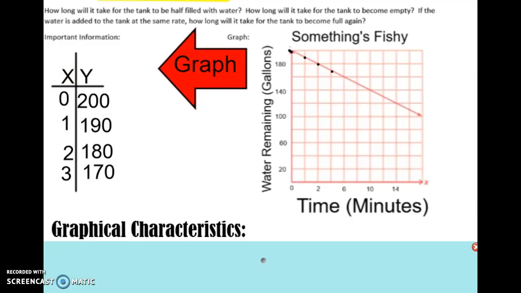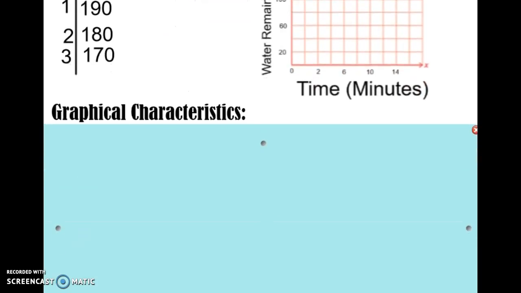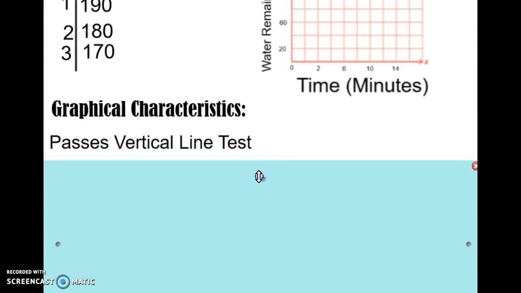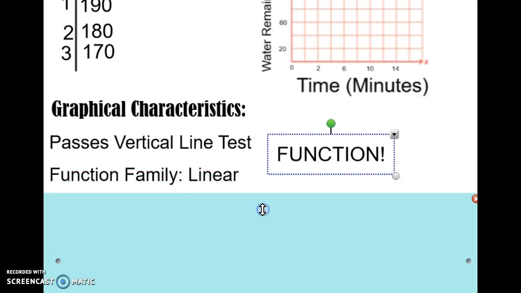All right, underneath this scenario and graph, I want you to write down the words graphical characteristics. Okay, here's the first one. This passes the vertical line test, so what that means is this is a function. Okay, what kind of function is it? It's a linear function because you guys just took notes. If it's a straight line, it's a linear function.